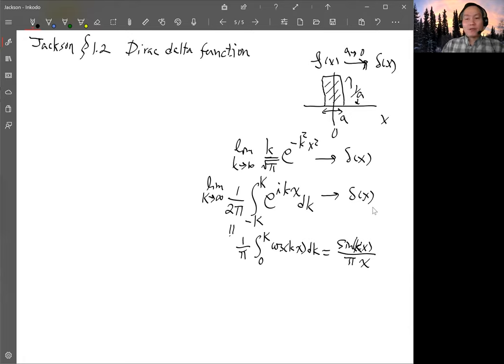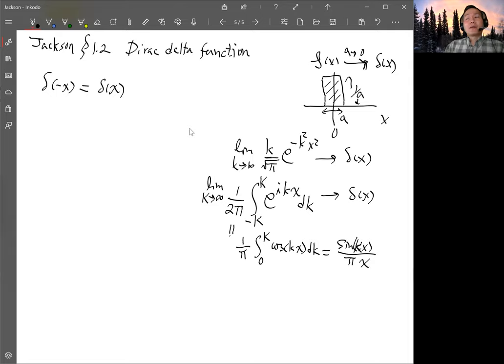Okay, so we can look at some properties of the delta function. Jackson listed a few of these. The first property, quite obviously from this discussion, is that the delta function is an even function, so delta of minus x is delta of x. This is quite obvious from these three examples. The rectangle is an even function, the Gaussian is an even function, and even this one, sine kx divided by x, is an even function. Generally, when you look at the definition in the integral, it is obviously an even function.